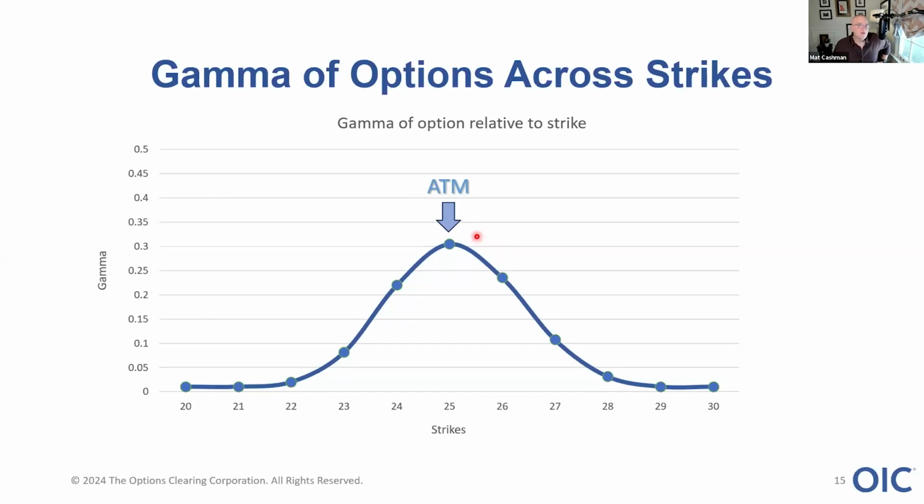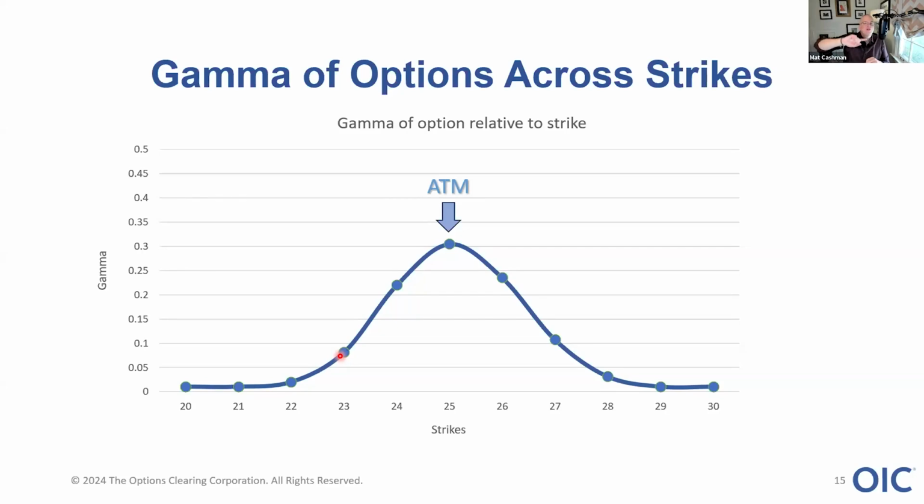Most of the gamma is going to be centered around these at the money options. When we're talking about strangles, we're talking about these options that are over here. Maybe the 23 puts and the 27 calls. And if you look at those, they have significantly less gamma exposure than you do in the at the money options. That's going to be similar no matter what duration of option you're talking about.